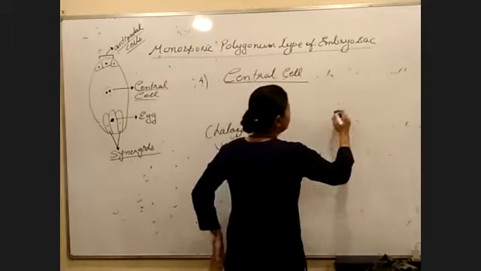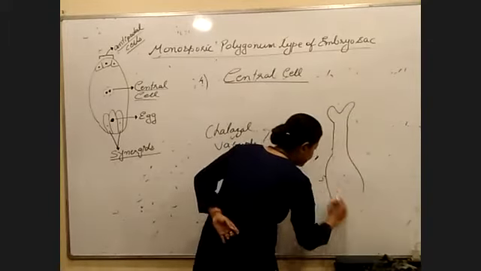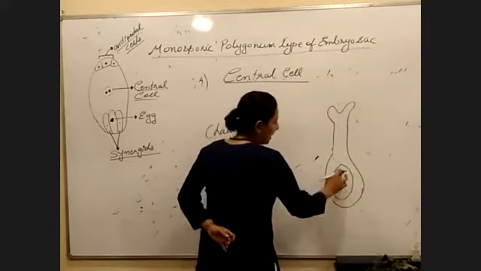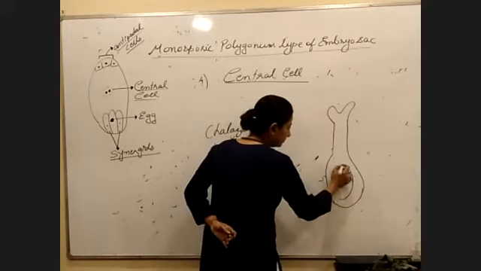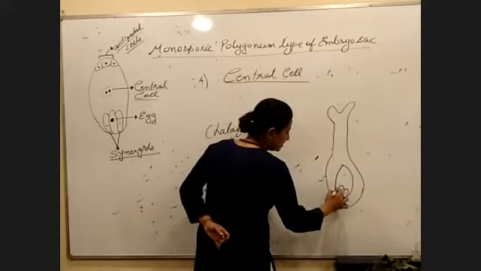Okay, suppose I'll draw it. Suppose we are talking about this is the stigma, this is the style, and this is the ovary. Inside the ovary, we have the ovule, right? And suppose we have the egg apparatus here. This is the synergid and this is the synergid.